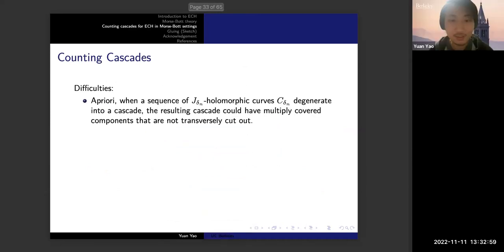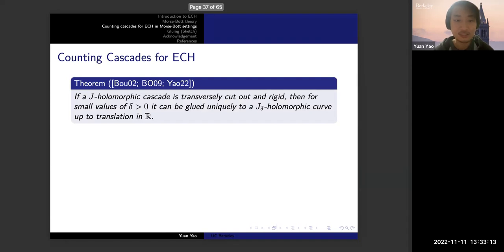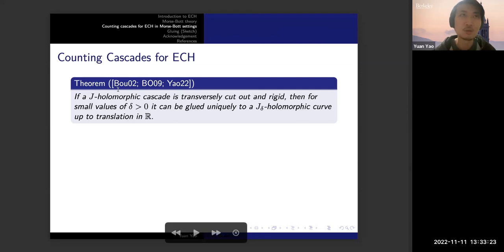Okay, so there's the difficulties, and there's one theorem that says, well, in the genus 0 case, the ECH index 1 cascades are nice. They live in a nice moduli space. Then there's this theorem about how to glue cascades into J-holomorphic curves. Originally, some version of this appeared in Bourgeois' unpublished thesis, not too many details.